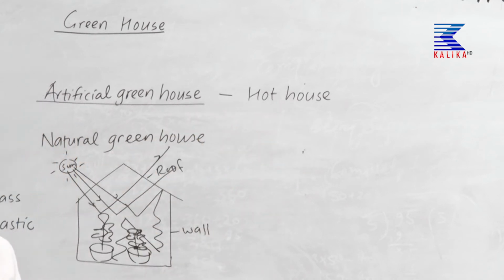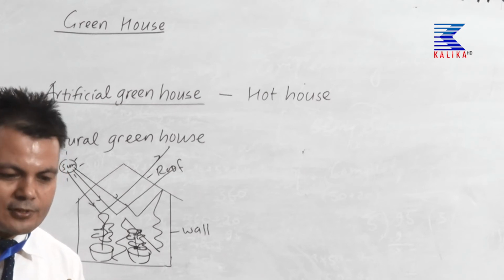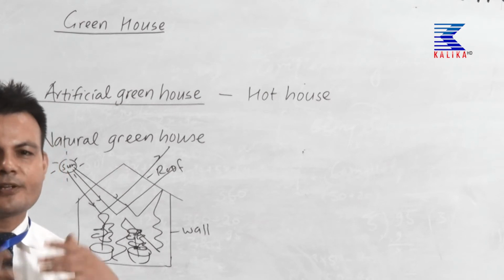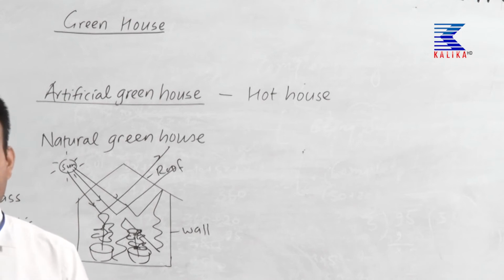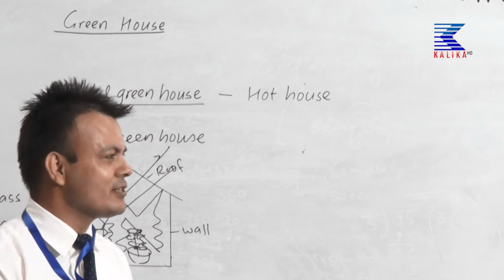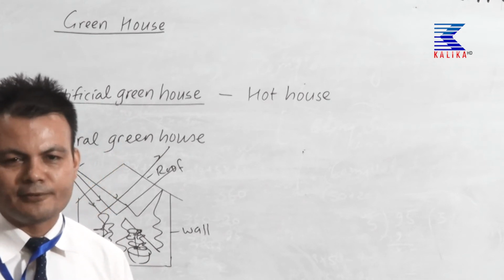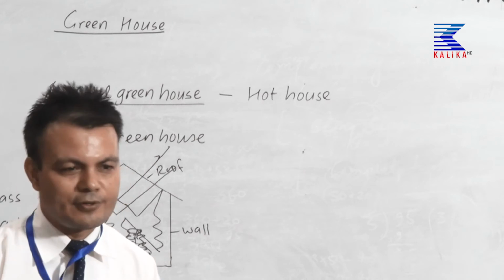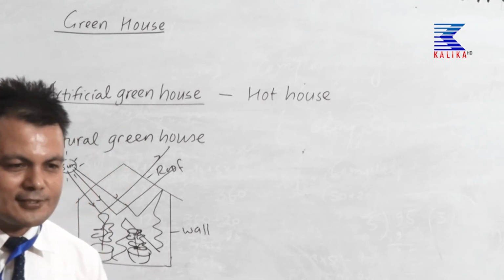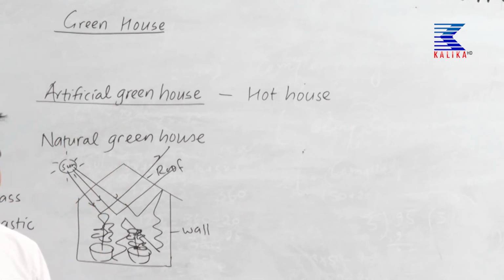This is very important to the botanist, the person who studies plants, researchers, the gardeners, the farmers, floriculturist, horticulturist, olericulturist. Olericulturist means the person who grows vegetables. Floriculturist means the person who grows the flowers. Horticulturist, who grows the fruits.